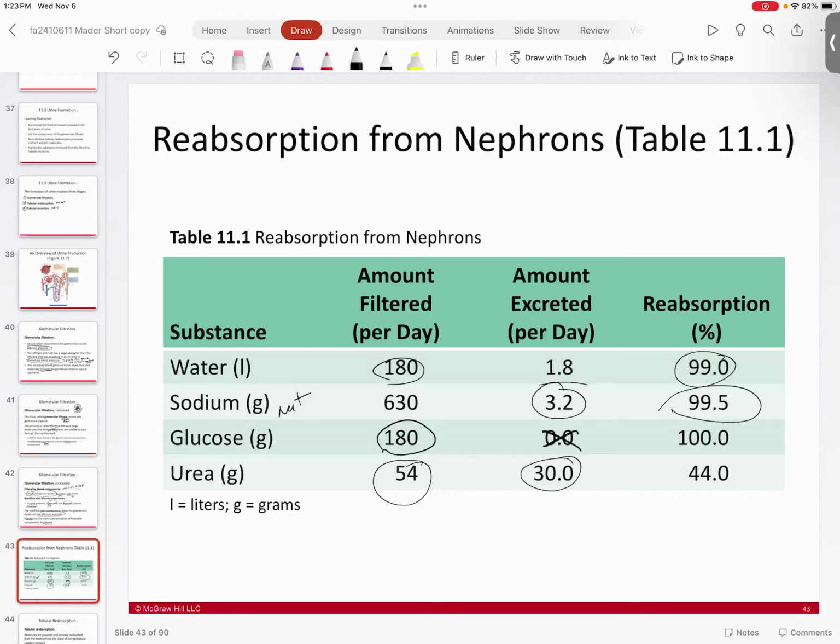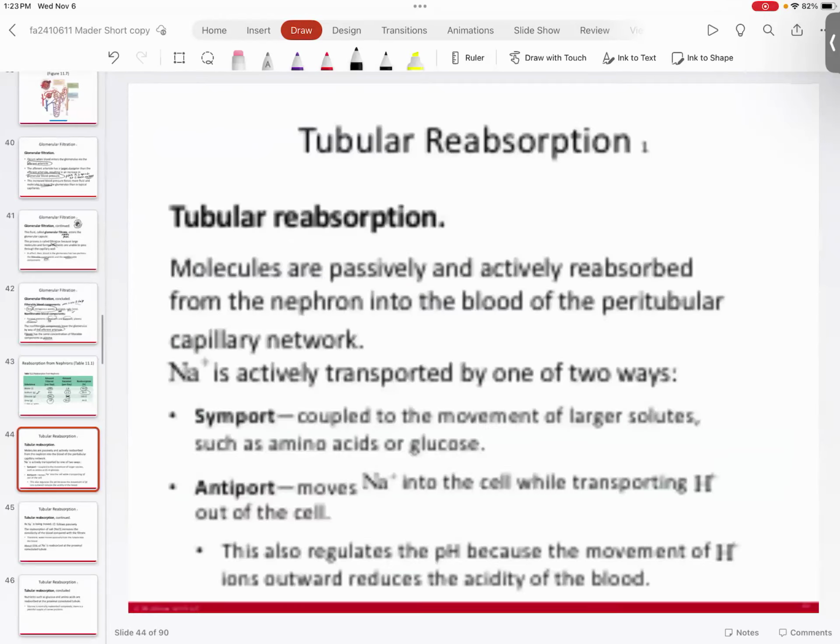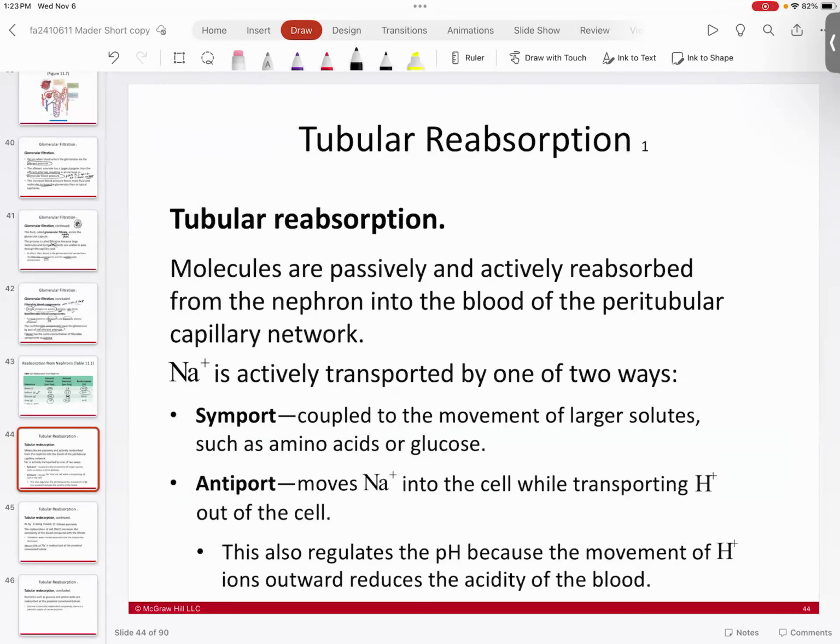The rest of it we typically use to help balance the osmotic conditions that are happening inside our tubular system. Okay, so urea is actually kind of helpful for us.